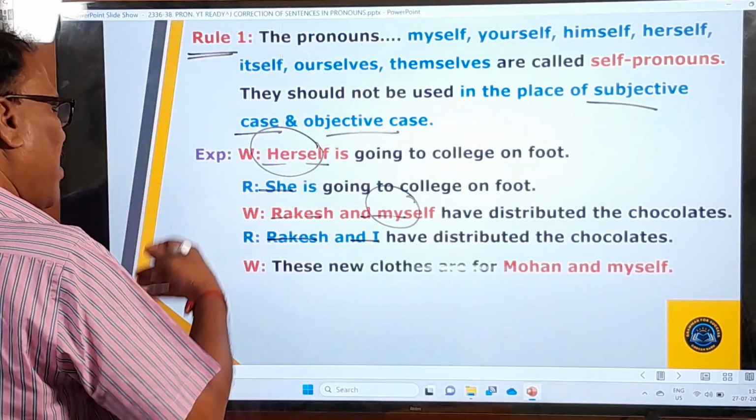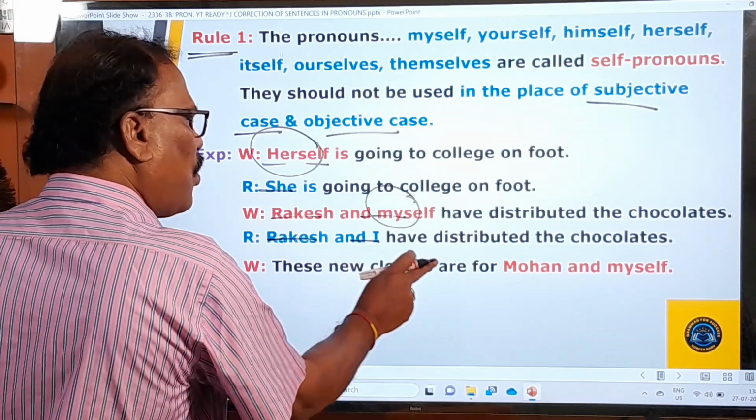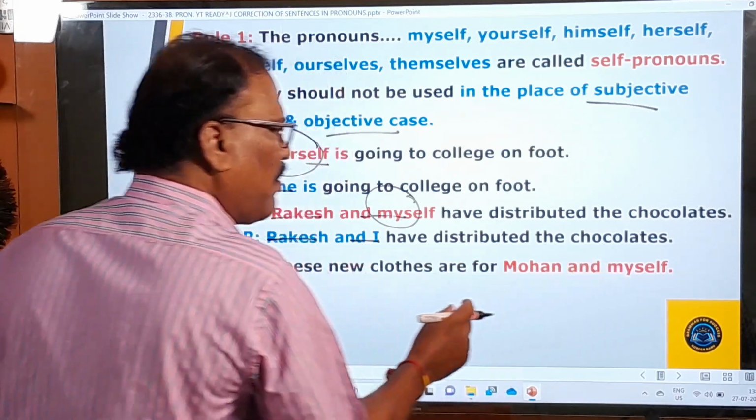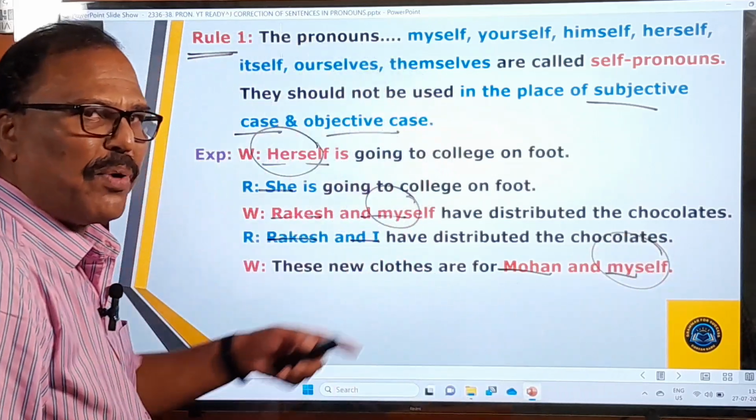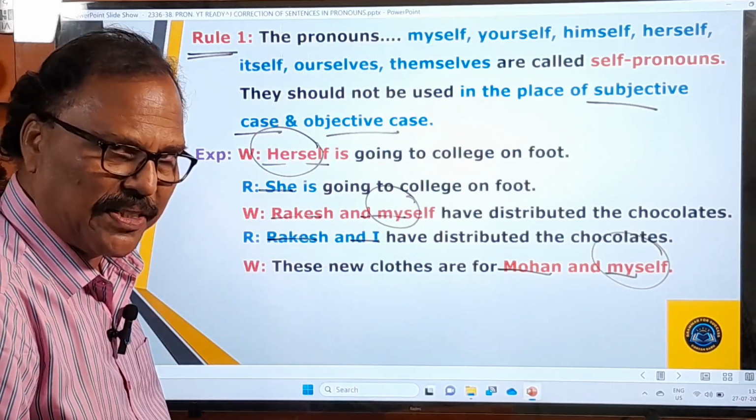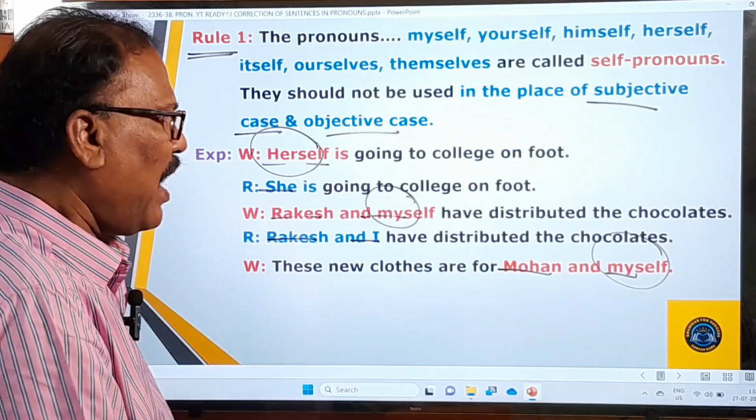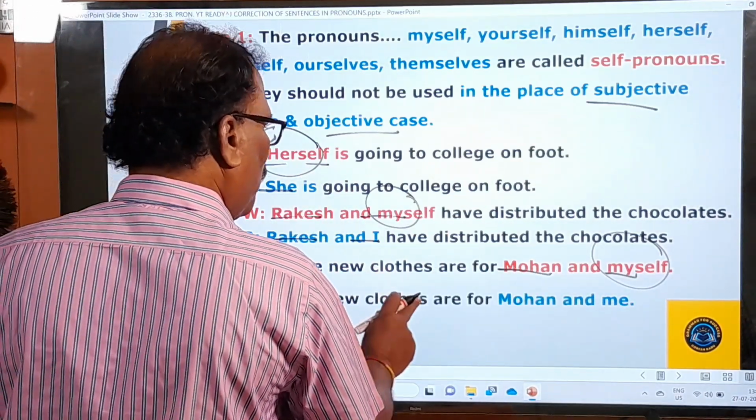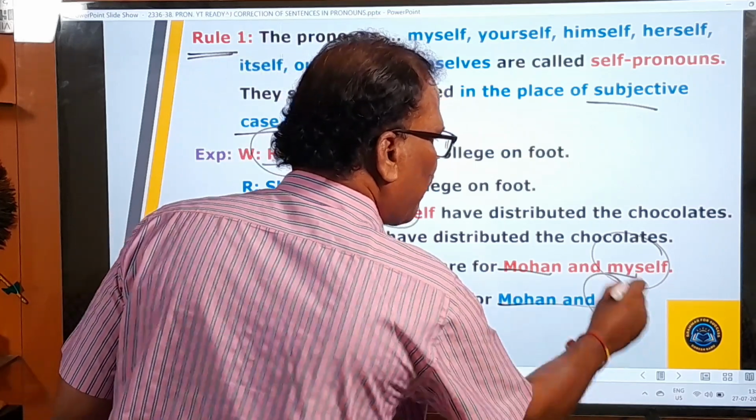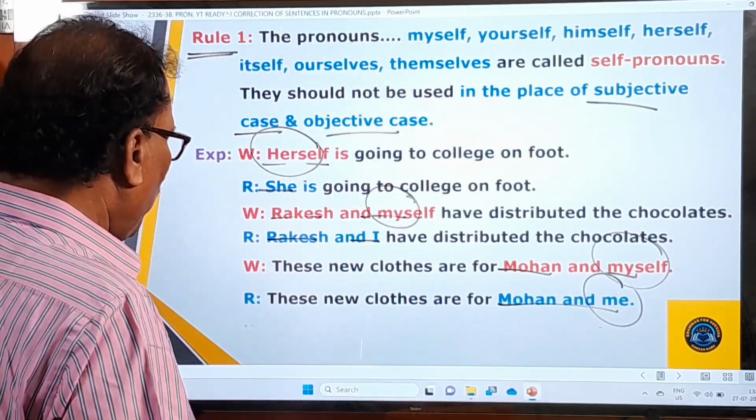Now the third example: These new clothes are for Mohan and myself. Here, this self pronoun myself is used in the place of the object after the verb, and it should not be so. So what should be there? These new clothes are for Mohan and me.